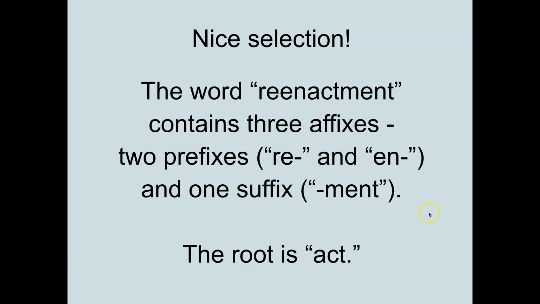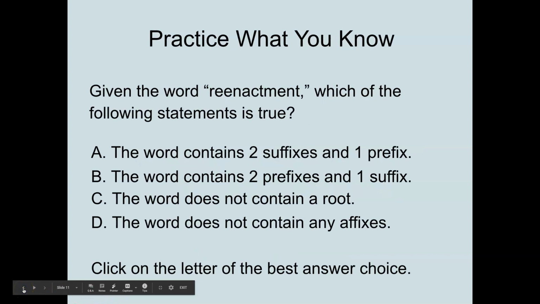Nice selection. The word reenactment contains three affixes, which would be two prefixes, re and en, and one suffix, ment. The root is act. So if you chose letter B, you are correct.